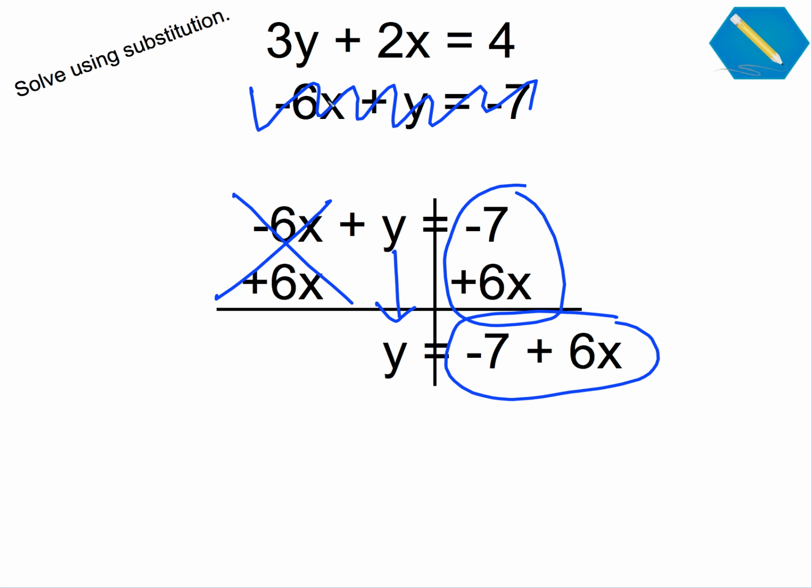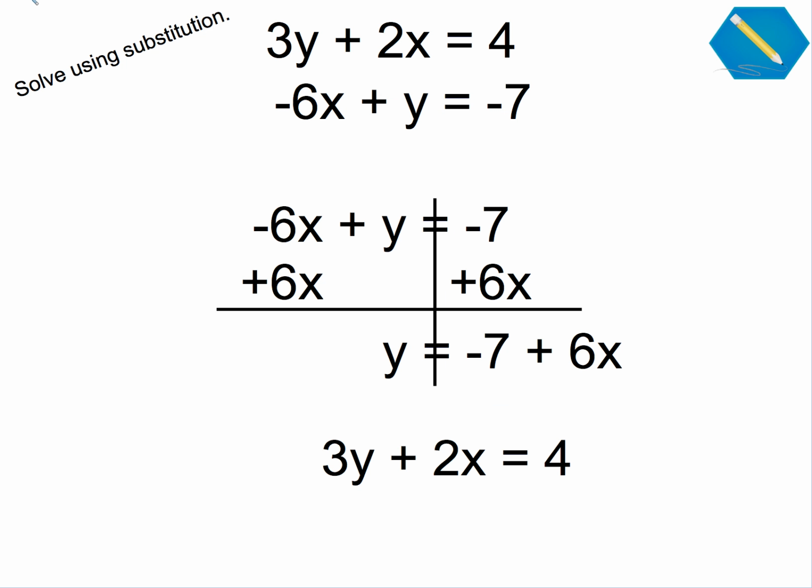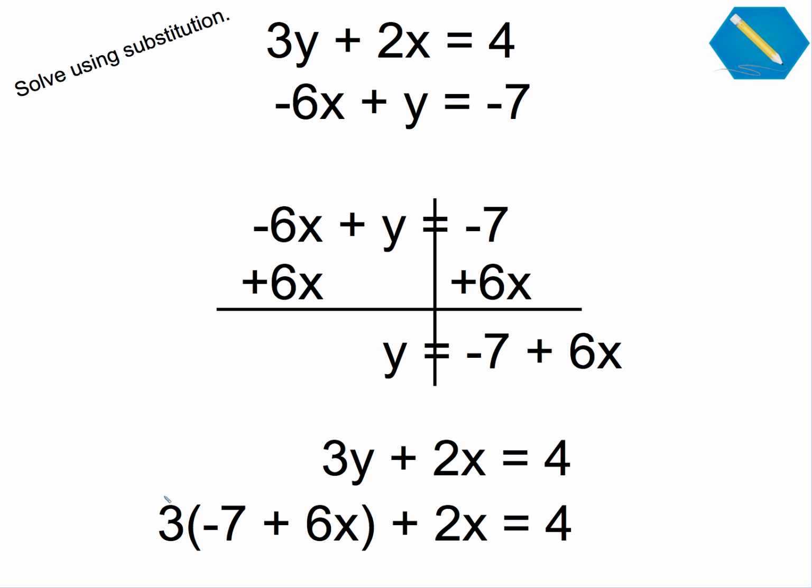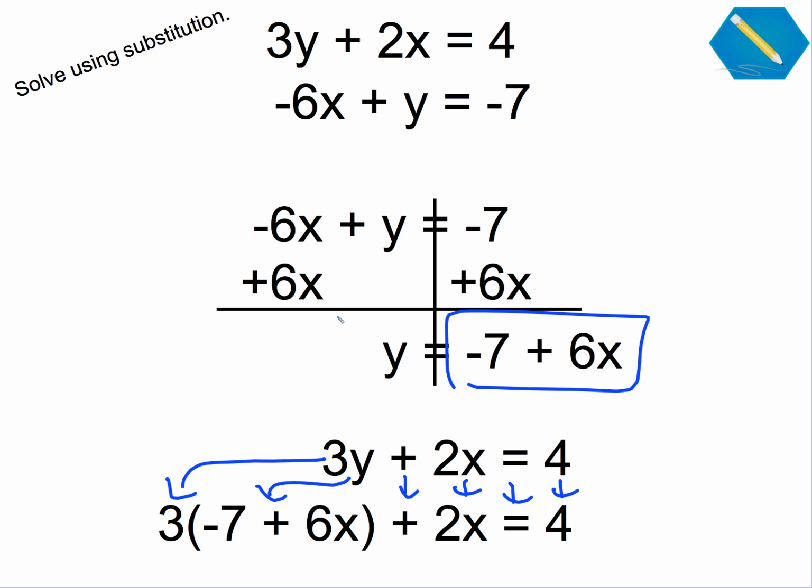So now I'm taking this quantity and plugging it in place of y in the other equation. So here's my other equation. Okay, I just rewrote it down here. And in place of this y, I'm putting this quantity right here. I have to put it in parentheses though so that I can see that I'm multiplying by 3. So I took the 3. In place of y, I put this entire quantity, negative 7 plus 6x, plus 2x equals 4. Everything else stayed the same. All I did was in place of y, I plugged in that quantity.